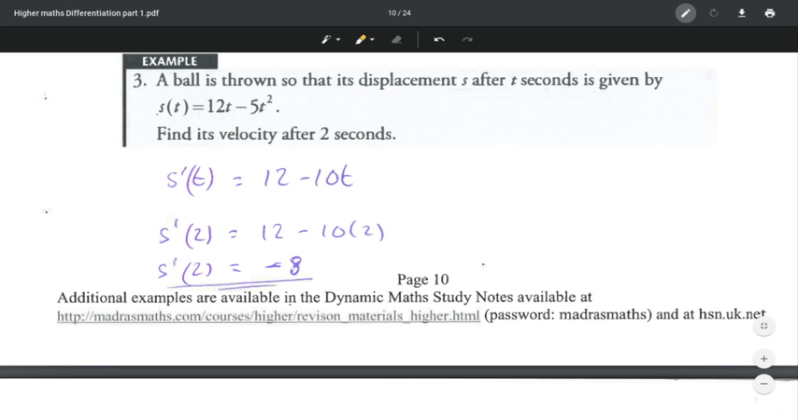So I'm assuming here the ball has been thrown up in the air, and after exactly 2 seconds, it's fallen back down towards the ground at a speed of 8 meters per second. But the units weren't given in the question, so I can't say for definite it would be 8 meters per second. Okay.